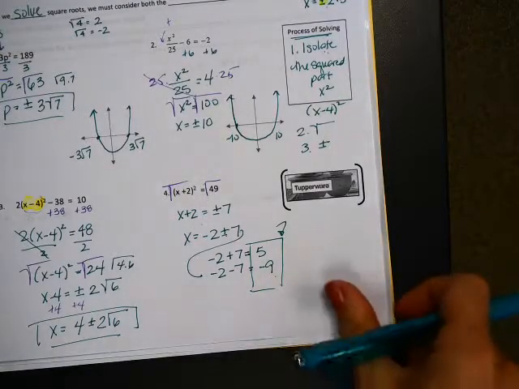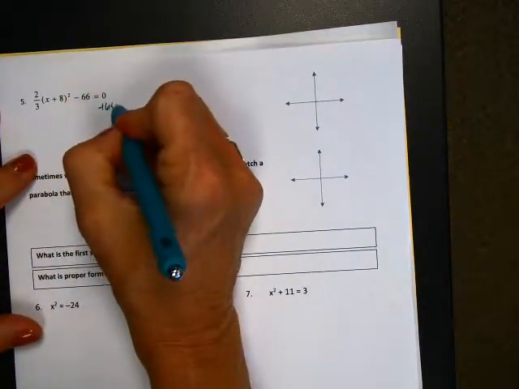Alright, so let's flip to the back side. What's left do we have to do? One more with a fraction, and then we're going to look at imaginary. So on this one, we're going to isolate first, so we're going to add the 66 over here.